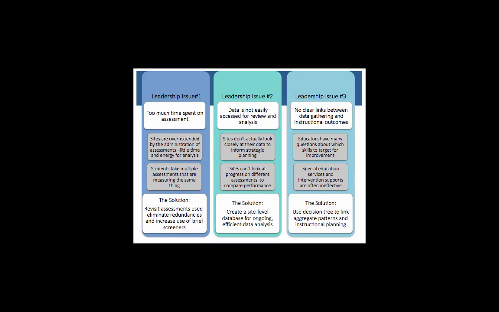The third leadership issue is related to the instructional and assessment links that exist at school sites. Often, there is no clear link between data gathering and instructional outcomes. So educators have many questions about which skills to target for improvement. For example, whether students are studying in the domain of code-based skills, meaning-based skills, or both. And often, the assessments that we use in our classrooms assess both of these skill sets simultaneously.